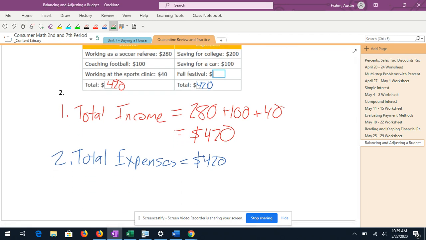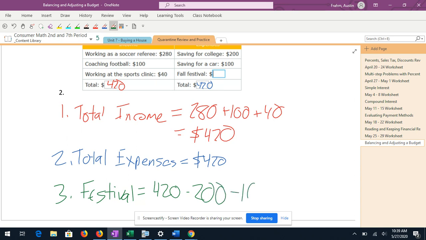So now step three is to calculate how much did he spend at the festival. Again, since we know the total expenses is $420, we're going to subtract the other two numbers from that total. So $420 minus $200 for savings for college, minus $100 for savings for a car, and that will leave us with how much he spent at the festival, which would be $120. And that's what we would write in that column there.